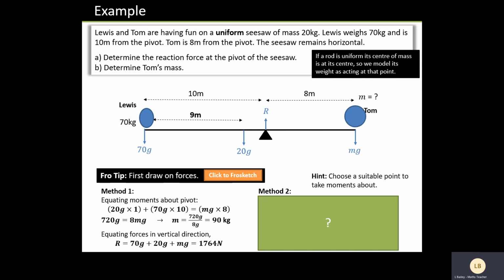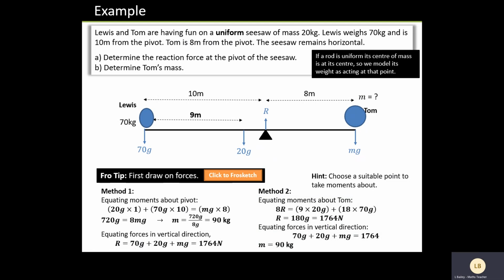And then what I could do is, because I know it's in equilibrium, I know that the forces going upwards are going to be equal to all the forces going downwards. So the only force that I've got going upwards is the reaction force on the seesaw. So that must be equal to the sum of all these forces going downwards: Lewis's weight, there's 20g, the other weight, and also Tom's weight. So the reaction force is equal to the sum of all those forces going downwards, which is 1,764 newtons.